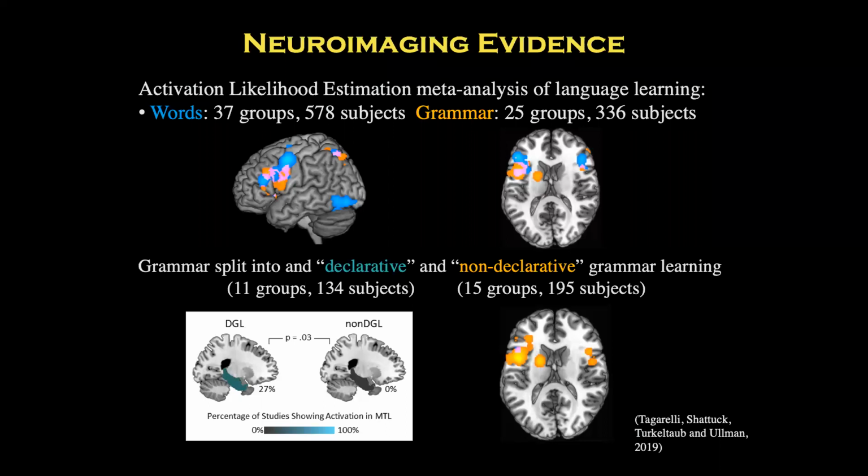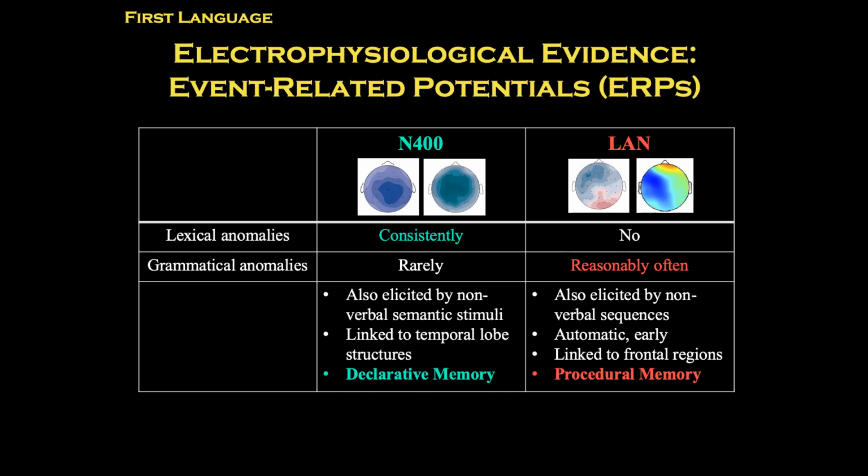Finally, ERPs. Lexical anomalies, like "I like to eat tables," consistently lead to an N400, whereas grammatical anomalies like "Yesterday I walk over there" rarely do. N400s are also elicited by nonverbal semantic stimuli like faces and objects and so on. This is very well studied. It's linked to temporal lobe structures, both neocortical but also, probably even more reliably, perirhinal cortex and hippocampus. And just out of interest, parietal cortex seems to be emerging as a kind of semantic hub, which basically makes a decision, not to homunculize it too much, of whether something is novel or not, unexpected or not. This goes back to the whole surprise thing we were talking about.